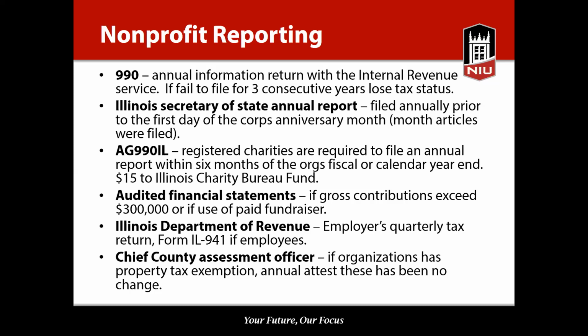Then you've got your state annual report, and that's filed annually. It's signed by an authorized officer for the organization with a nominal $10 filing fee. Then you also have your AG 990IL. This is where registered charities are required to file this annual report within 6 months of the end of your calendar or fiscal year, and that's a $15 fee again for the Illinois Charity Bureau.